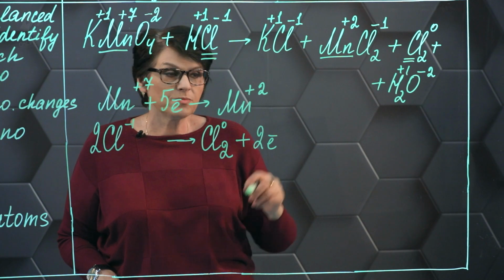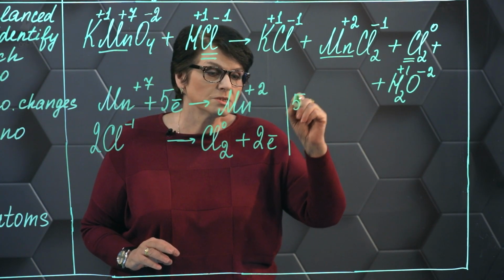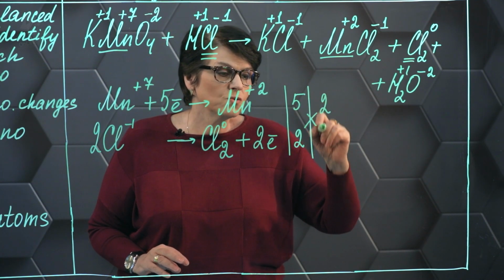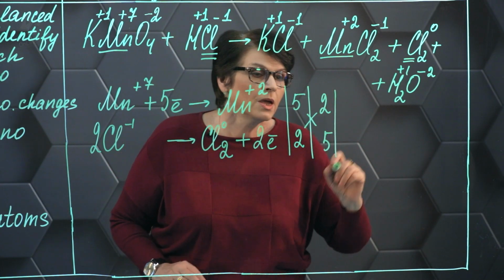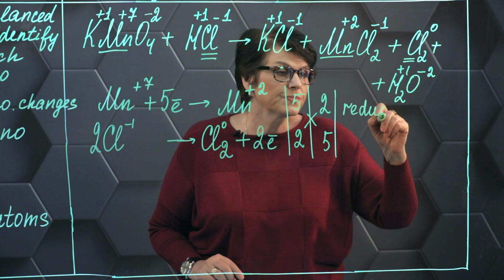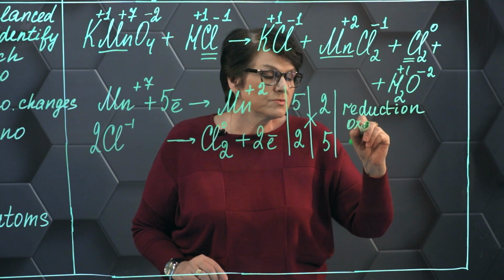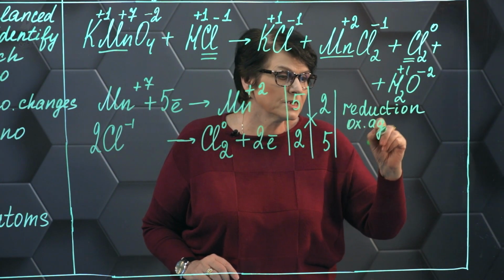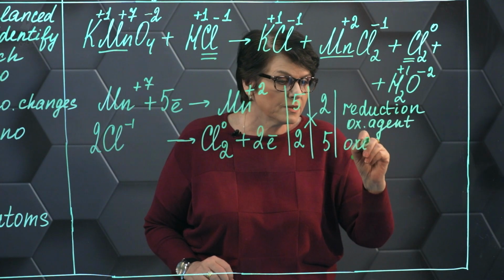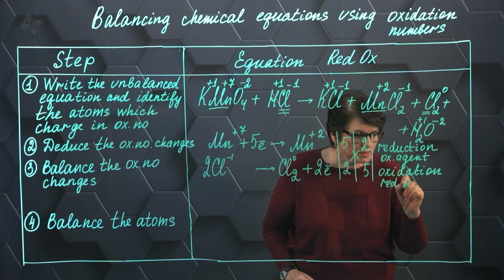Now comes the purely technical work. We take the numbers 5 and 2 that we found, and swap them crosswise to balance them out. The first process is called reduction, and the element manganese itself will be called the oxidizer. The second process is oxidation, and this element will function as the reducing agent in the process.